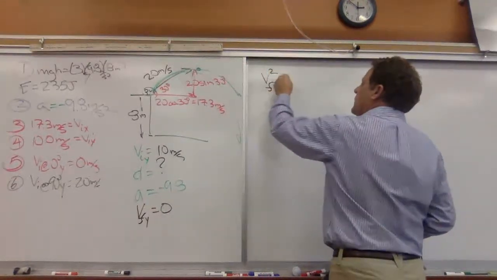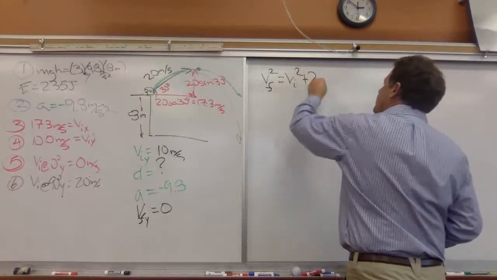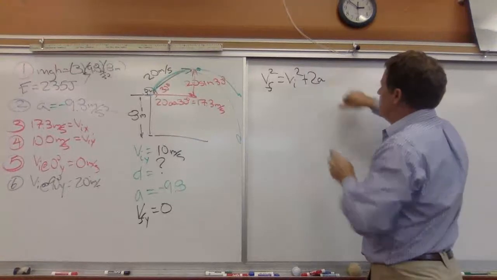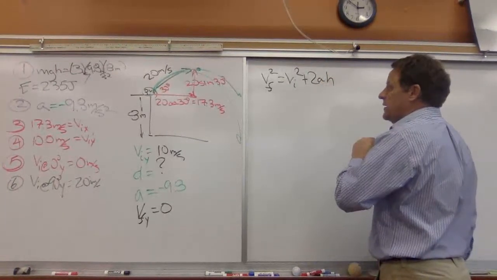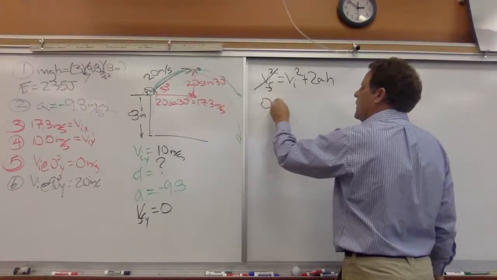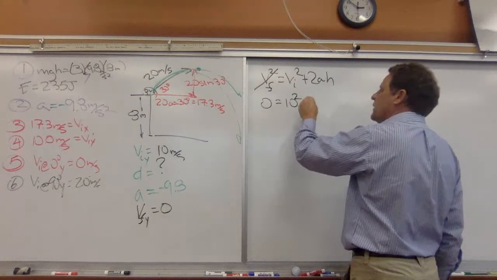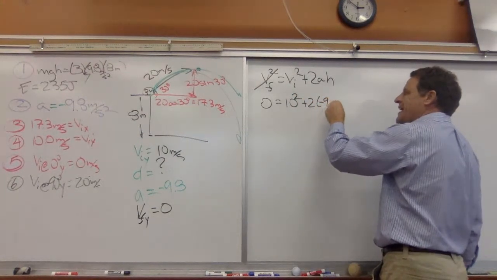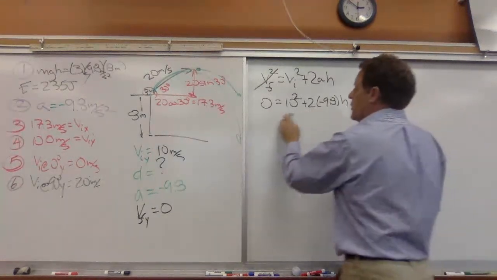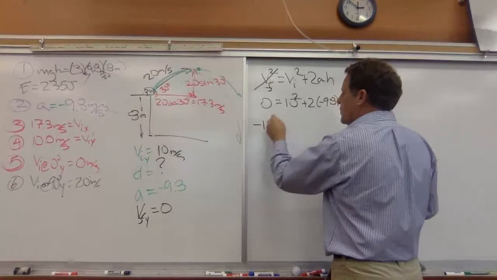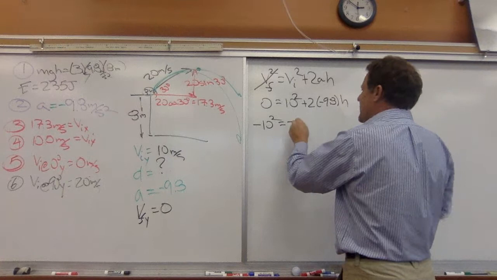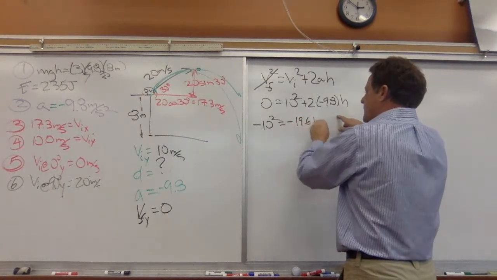So we can say v final squared is equal to v initial squared plus 2ad, and we want to know this d right here, which is really just the height. Okay, this final velocity is 0, so we're going to have 0 is equal to 10 squared plus 2 times -9.8 times h. So we're going to move this one over. -10 squared is equal to -19.6 h.